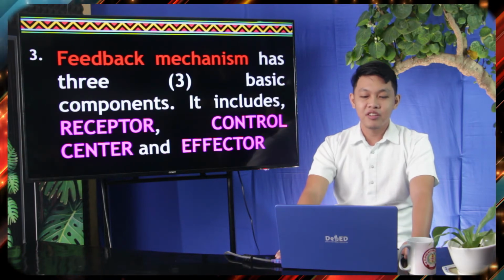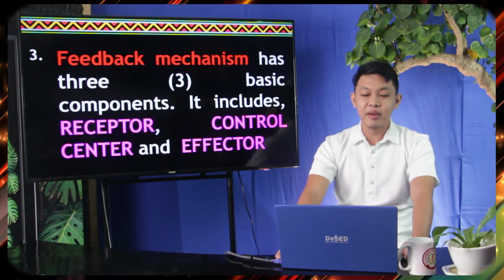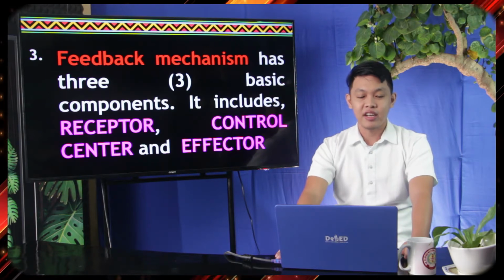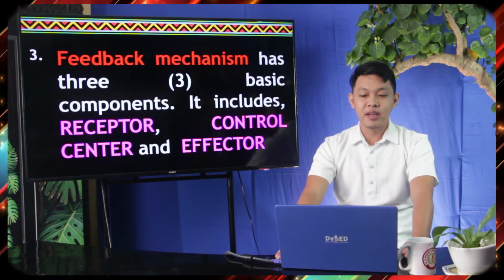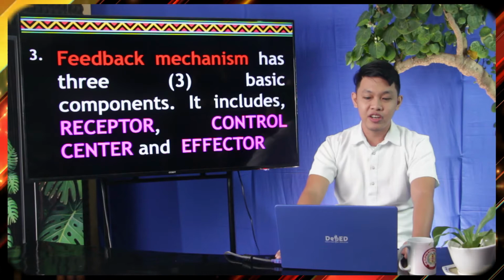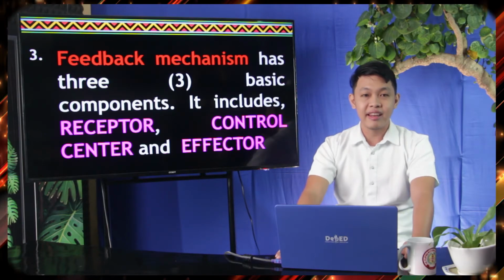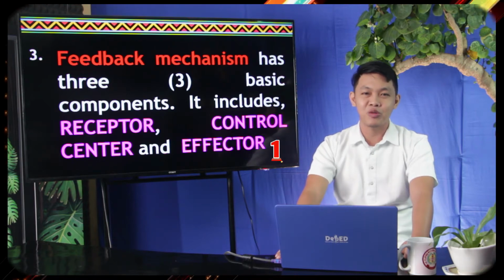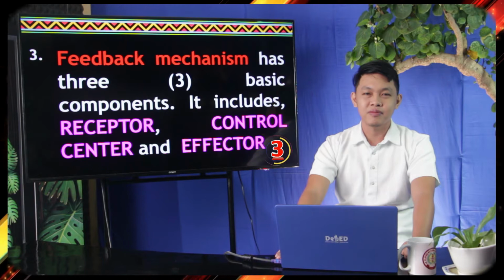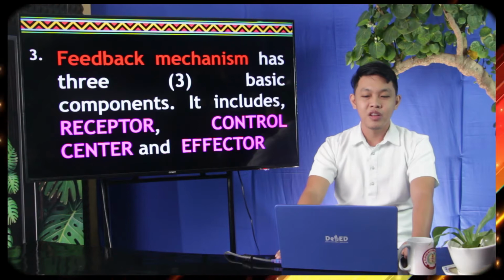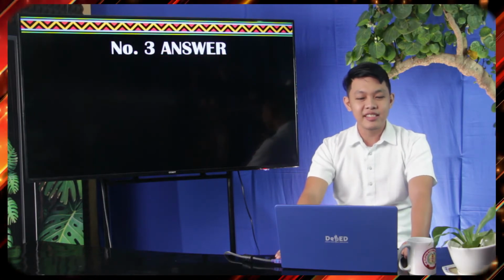Third, the feedback mechanism has 3 basic components. It includes receptor, control center, and effector. Is it heart or haha? Your 5 seconds starts now. Okay, the correct answer is heart.